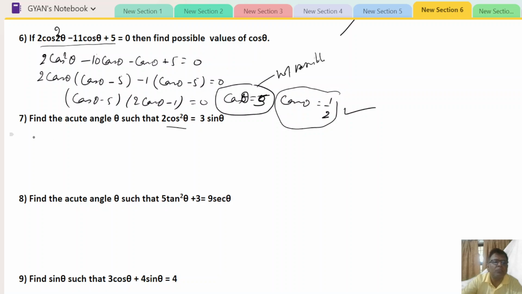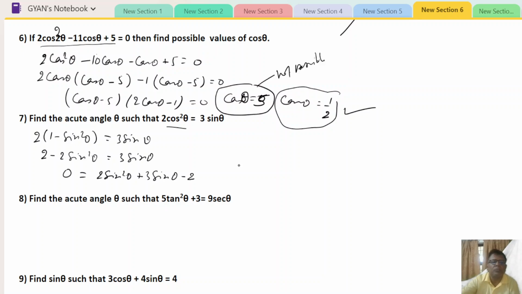Then convert this into sin theta. So 2 times (1 minus sin square theta) is equal to 3 sin theta. Then 2 minus 2 sin square theta equal to 3 sin theta. Take everything to this side. So 0 is equal to 2 sin square theta plus 3 sin theta minus 2. Now factorize this. So 2 sin square theta plus 4 sin theta minus sin theta minus 2.